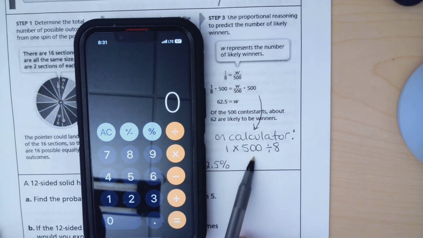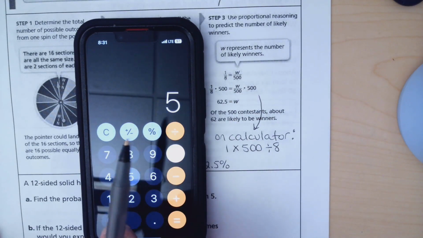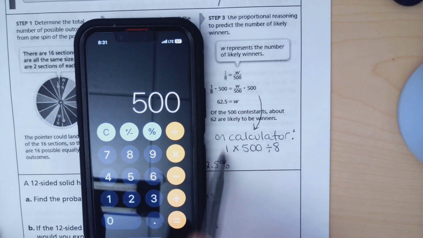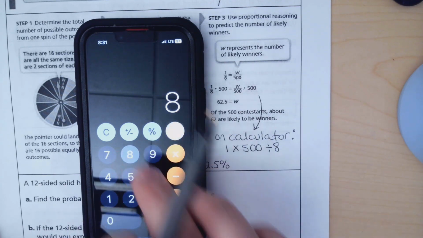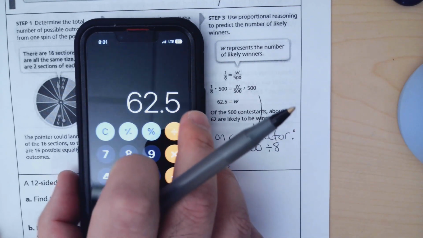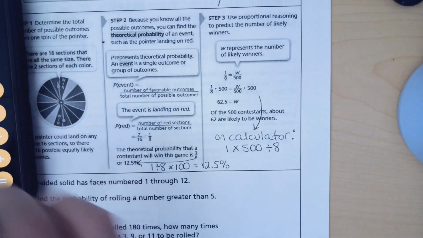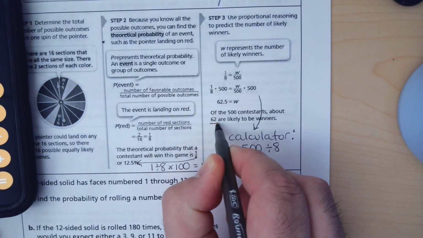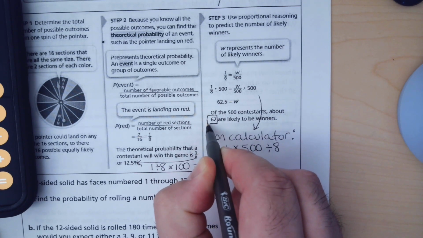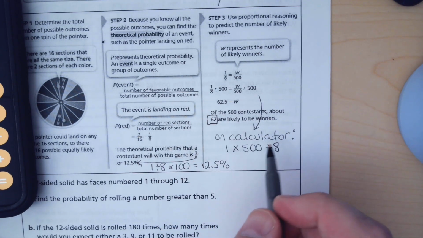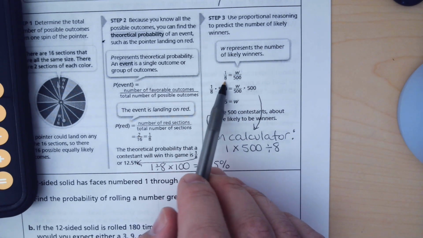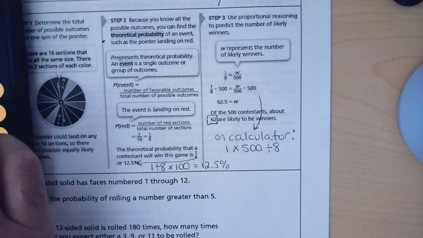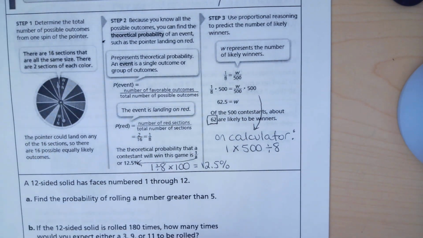So you do 1 times 500, and then divided by 8 to get 62.5. So then we can say that they are likely to have about 62 winners, 62 or 63 winners, based on the theoretical probability. That's what you'll be doing for the rest of the lesson.